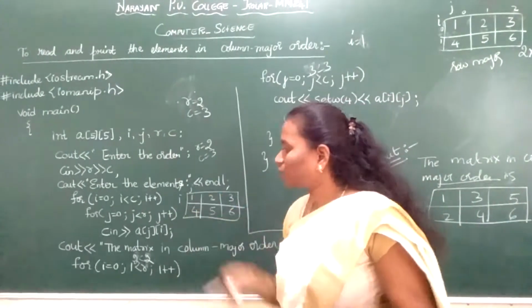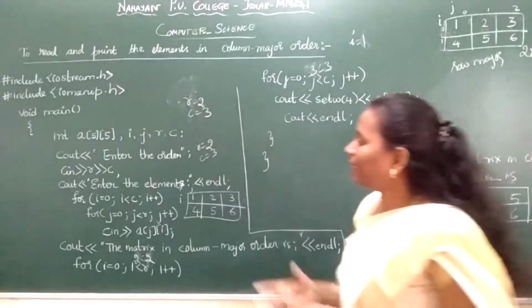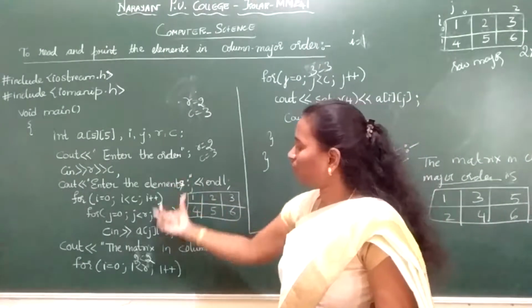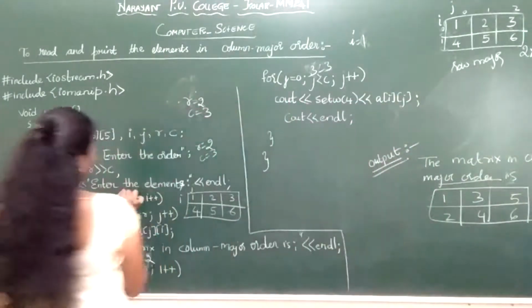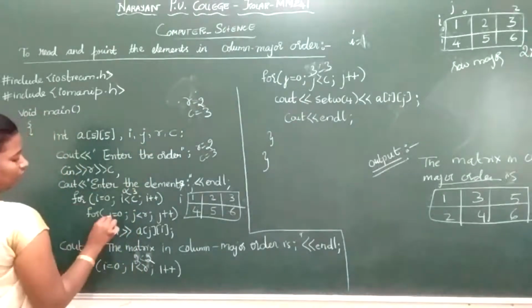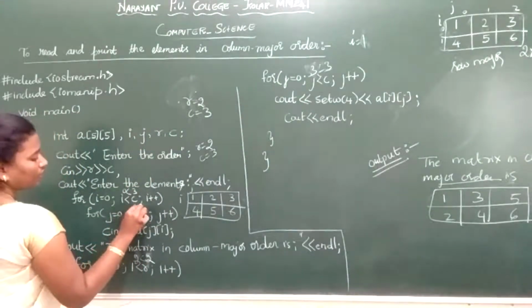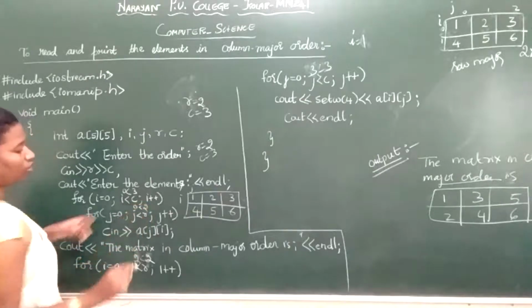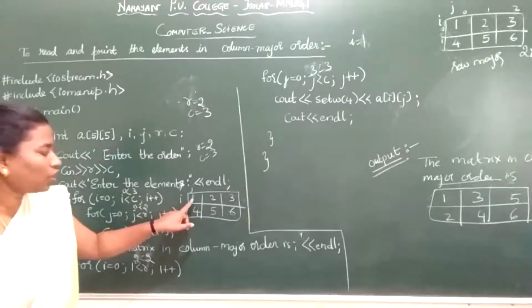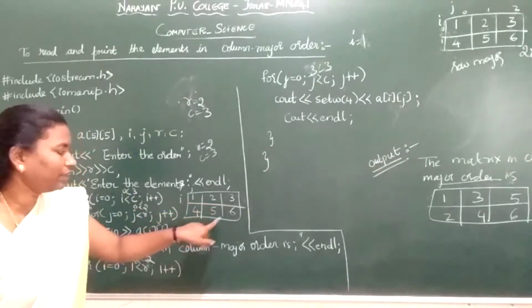I is for row, J is for column. While reading the elements, initially we are storing, assume that. So I is 0, 0 is less than 3. Yes, now J is 0, 0 is less than 2. Okay, so we store the elements in this order: 1, 2, 3, 4, 5, 6.